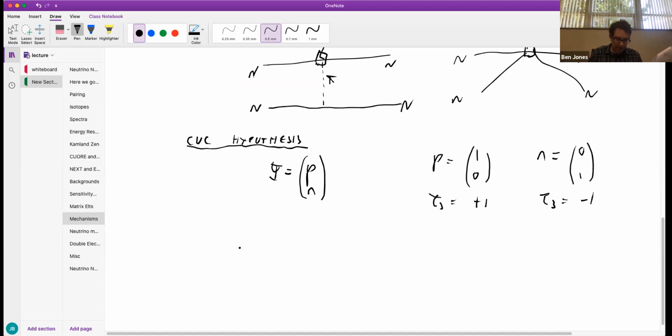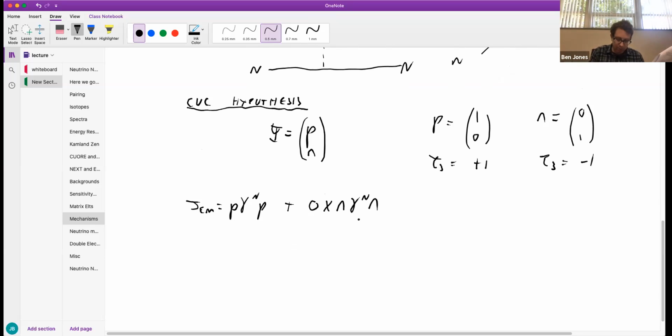So in this picture, if you think about how the electromagnetic current couples to the nucleons, the electromagnetic current obviously couples to protons because they're charged. So the electromagnetic current for protons looks like this. Okay. But the electromagnetic current doesn't couple to neutrons. There's a 0 here because the neutrons are non-charged.